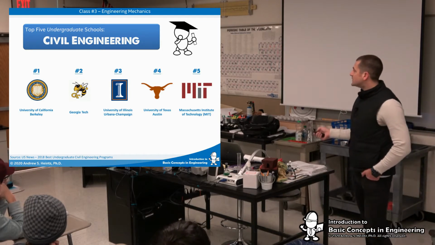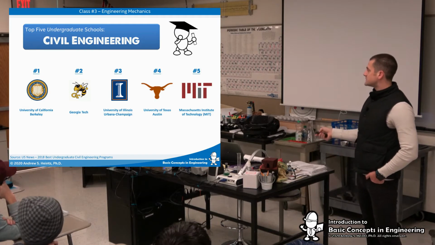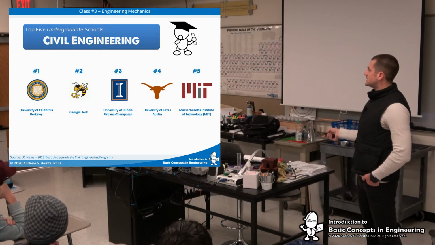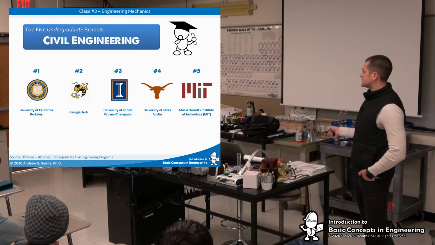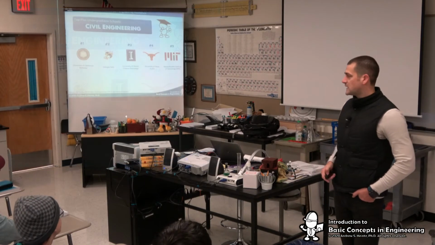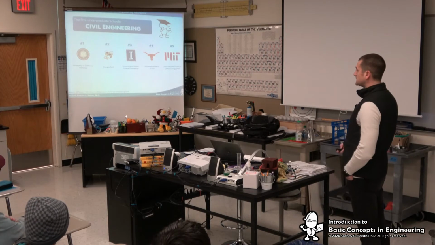The top 5 undergrad schools, as per 2018, the best undergraduate schools. This is for undergrad only. UC Berkeley, Georgia Tech, UIUC, that's University of Illinois Urbana-Champaign. I usually just call it UIUC. We have UT Austin, and then MIT. So MIT is number 5. You'll see MIT at the top of these lists quite frequently, which should not be a surprise to anybody.